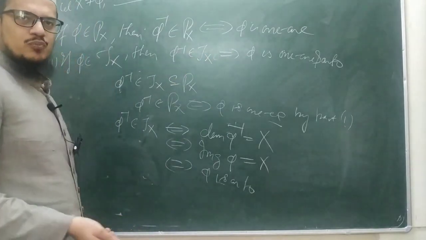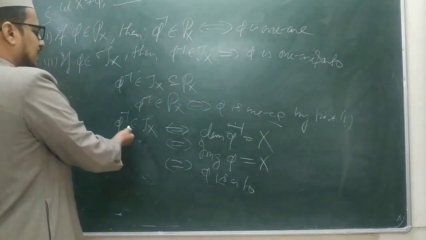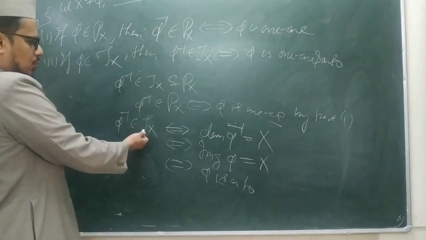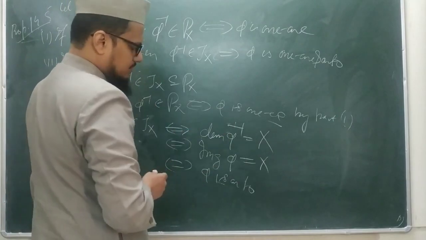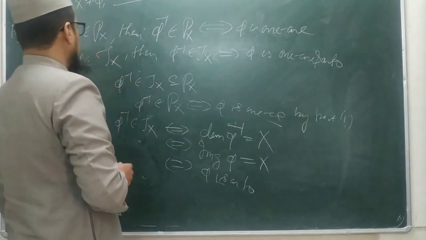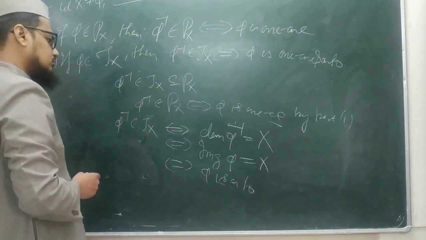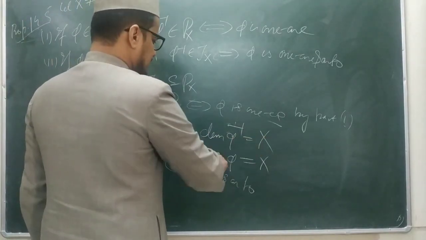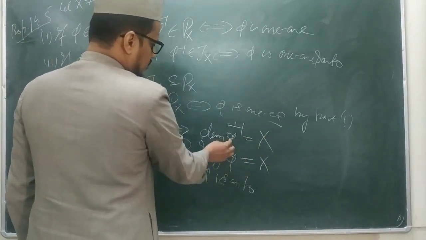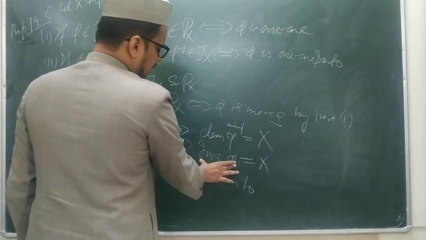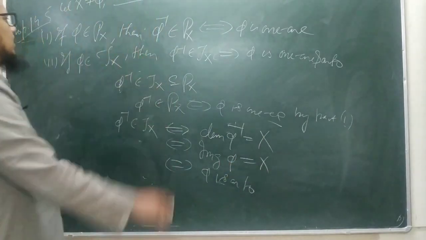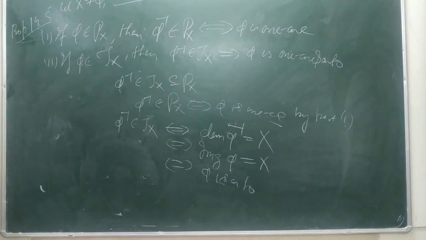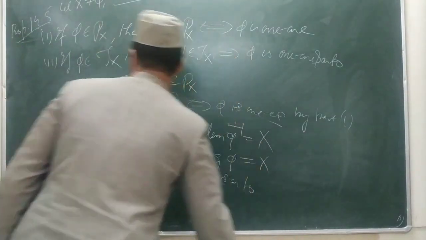So what is remaining to prove? Remaining to prove is that if phi inverse belongs to tau x, of course it implies domain of phi inverse is equal to x by definition, correct? So domain of phi inverse is x, it means image of phi is x, because domain of phi inverse is equal to image of phi. So image of phi is x, it implies phi is onto. So in this way both parts are proved. So we move forward.